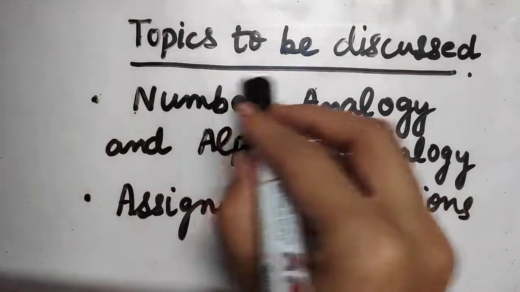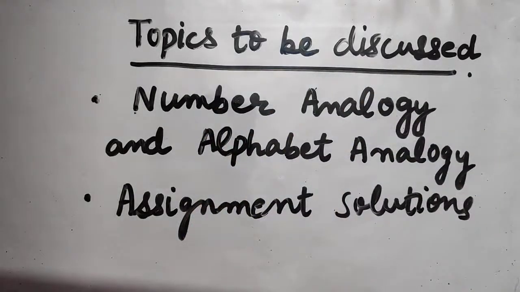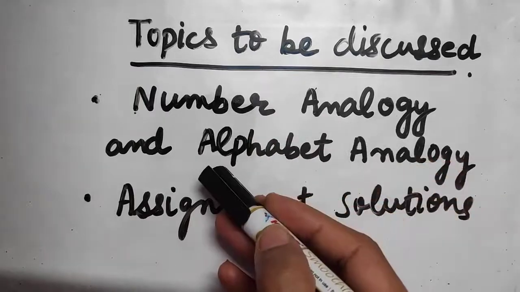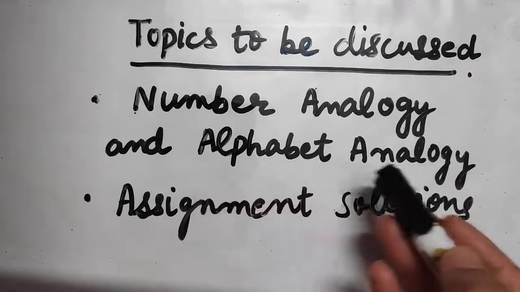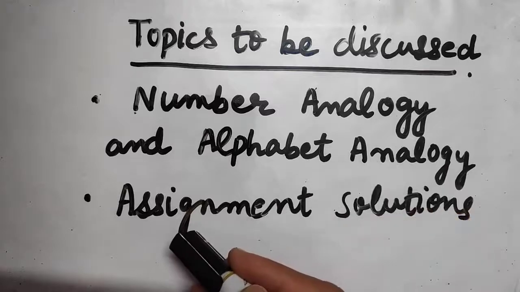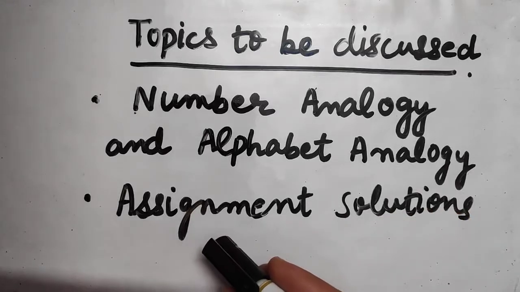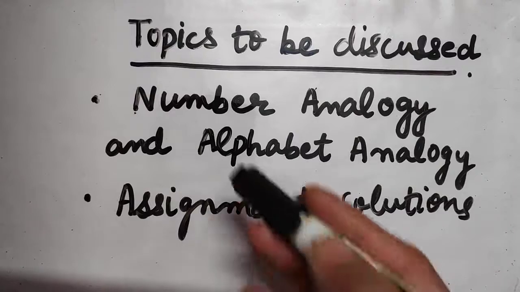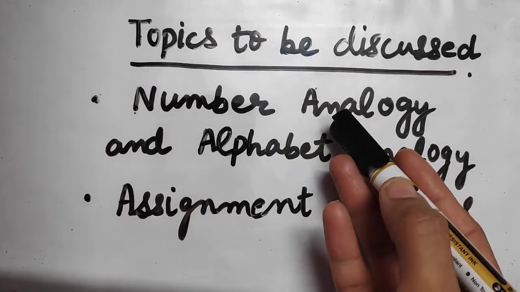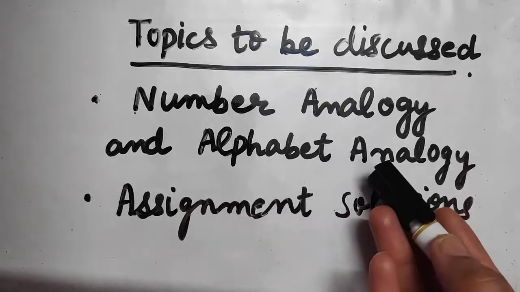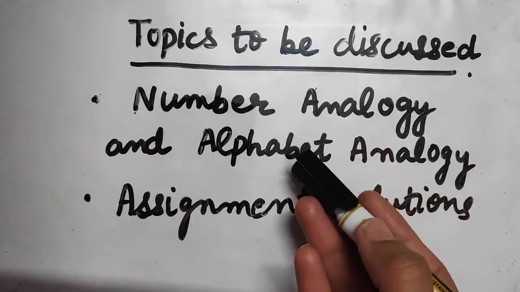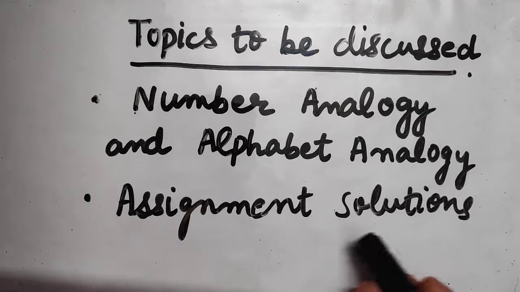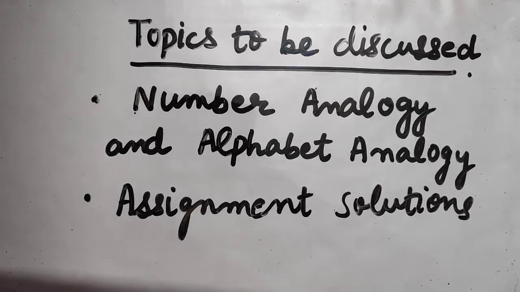These are the topics which I am going to discuss in this lecture number 3. Firstly, I shall talk about number analogy and then I shall discuss alphabet analogy. And in the end of this lecture, I shall discuss the assignment solutions which I have given you as homework. So, number analogy first we will discuss, and then alphabet analogy. Mixed questions of these two concepts we will discuss as I have given these questions in the assignment solutions.